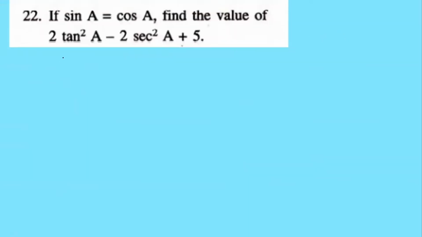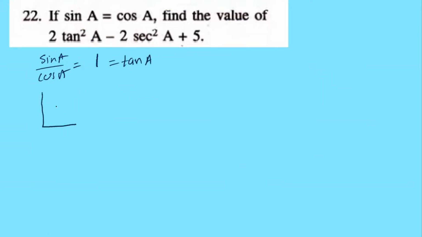Question number 22. If sin A is equal to cos A, find the value of 2 tan A minus 2 sec square A. Now sin A is equal to cos A. So what we understand here, sin A upon cos A, if I take sin A upon cos A, which is equal to 1, and that is nothing but tan A. So we got tan A is equal to 1.